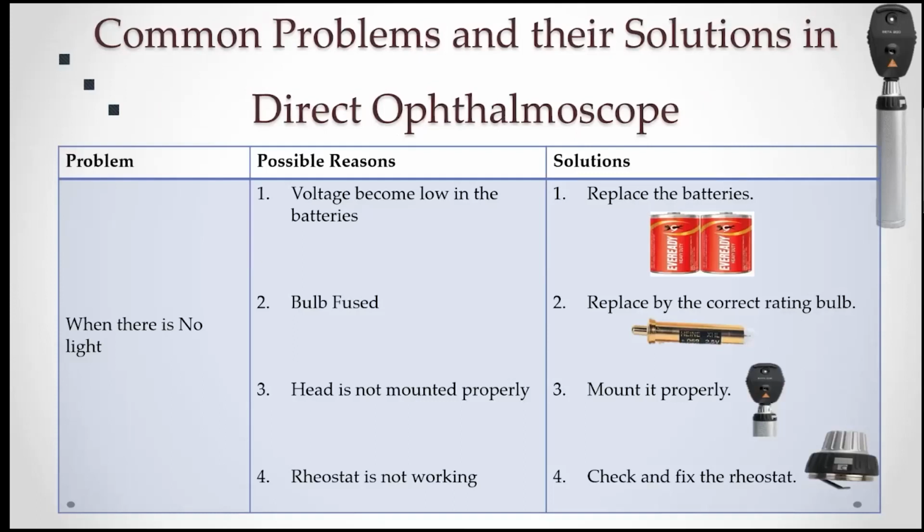So let us move on to the common problems and their solutions. Usually we come across these in the direct ophthalmoscope. When there is no light, as with the Streak Retinoscope, we need to check the voltage in the batteries. If there is a bulb fusing issue, then we need to replace the bulb. We have to check whether the head is mounted properly on the handle and whether the rheostat has any problem.